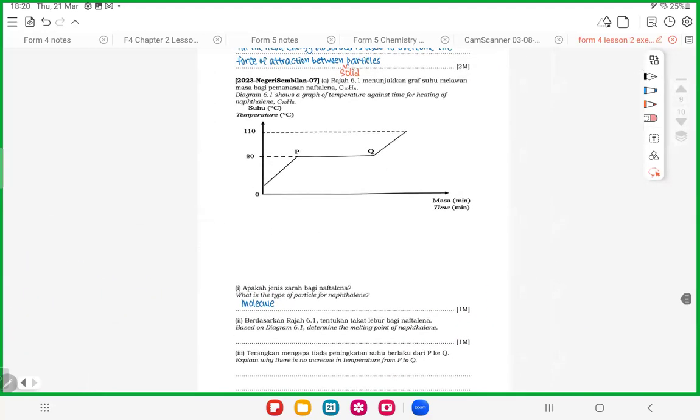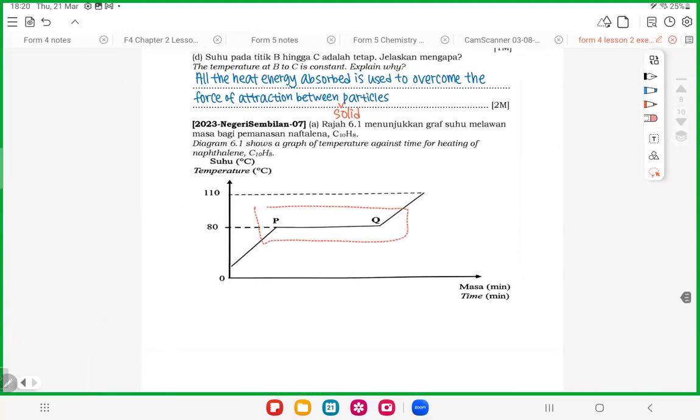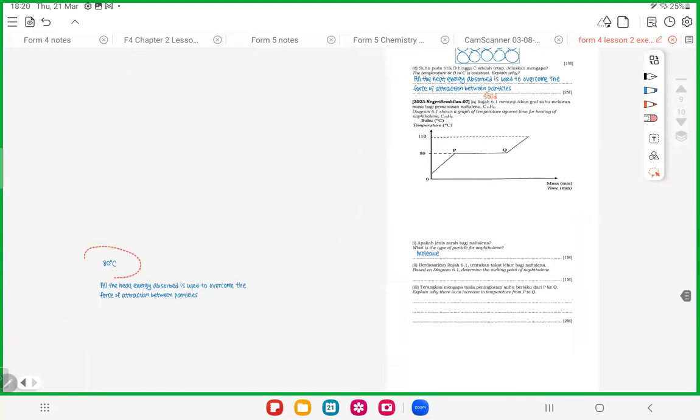Okay. So next one. Based on this picture, tell me the melting point for naphthalene. So naphthalene melting happened here, the horizontal line. The temperature here is 80. Don't forget the unit, degree Celsius. So it's supposed to be 80 degree Celsius.